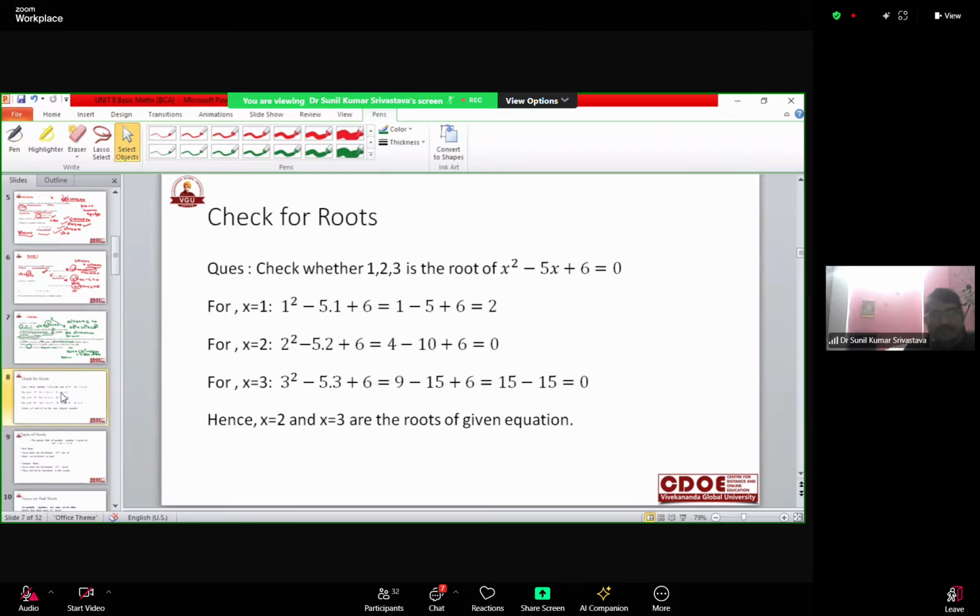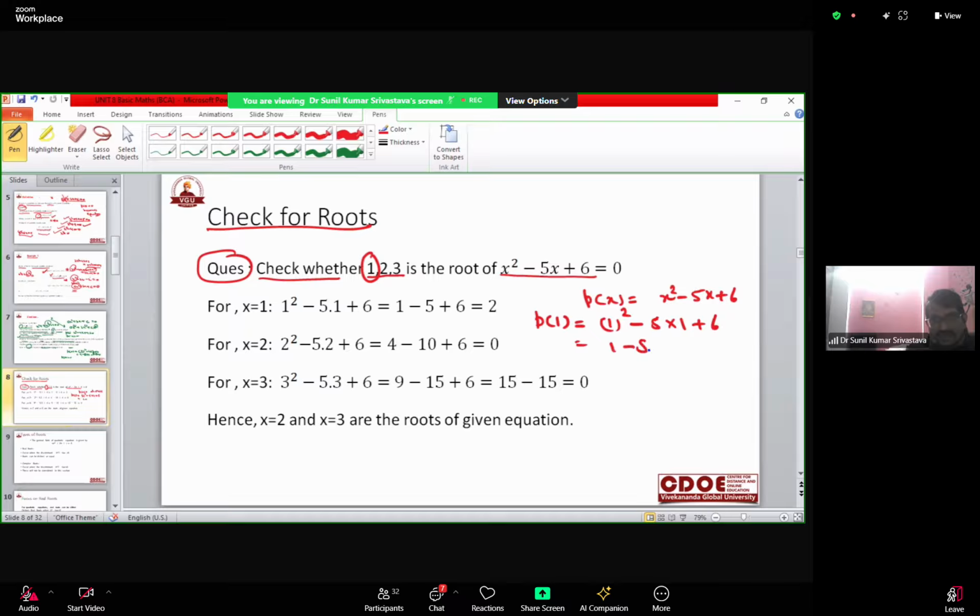Now, next, checks for the rules. How to check? The question is to check whether the values 1, 2, 3 are roots of the equation. The simple logic is that the expression is given by P(x) = x square minus 5x plus 6. Now we have to put x = 1. So find P(1): 1 square minus 5 into 1 plus 6. It is 1 minus 5 plus 6. That is 7 minus 5, which is equal to 2.